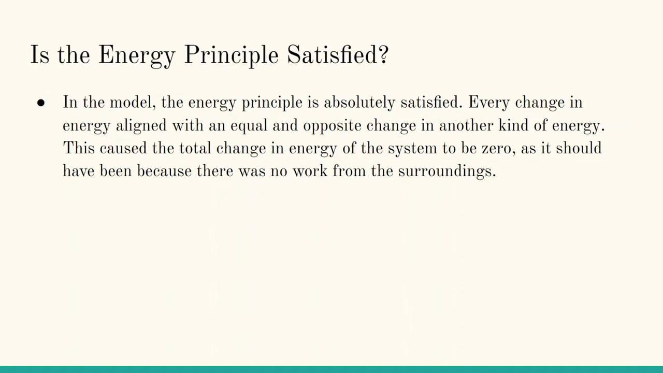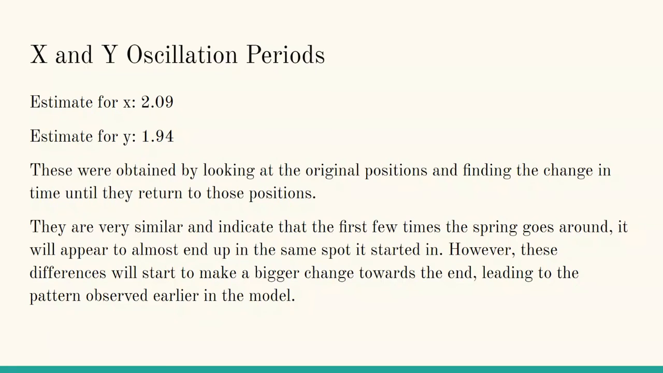In the model, the energy principle is absolutely satisfied. Every change in energy is aligned with an equal and opposite change in another kind of energy. This caused the total energy change of the system to be zero, as it should have been because there was no work from the surroundings. These are my estimations for the x and y direction oscillation periods.